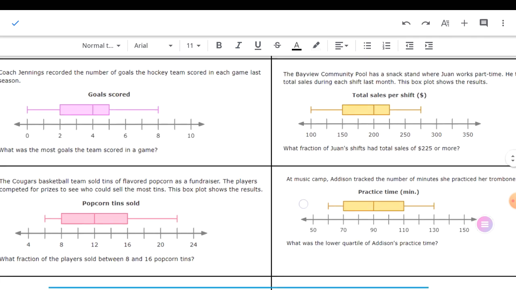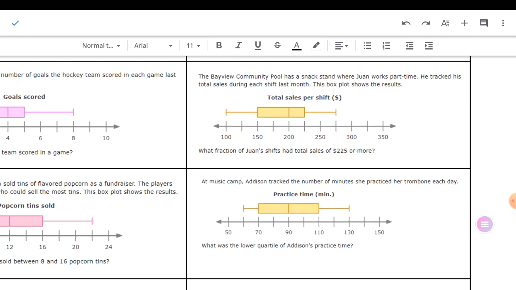So anytime it asks about fractions on box plots, your answer is going to be 1/4, 1/2, 3/4, and that's about the only options you can have. The Bayview Community Pool has a snack stand where Juan works part-time. He tracked his total sales during each shift last month. This box plot shows the results. What fraction of Juan's shifts had total sales of $225 or more? Where is 225?